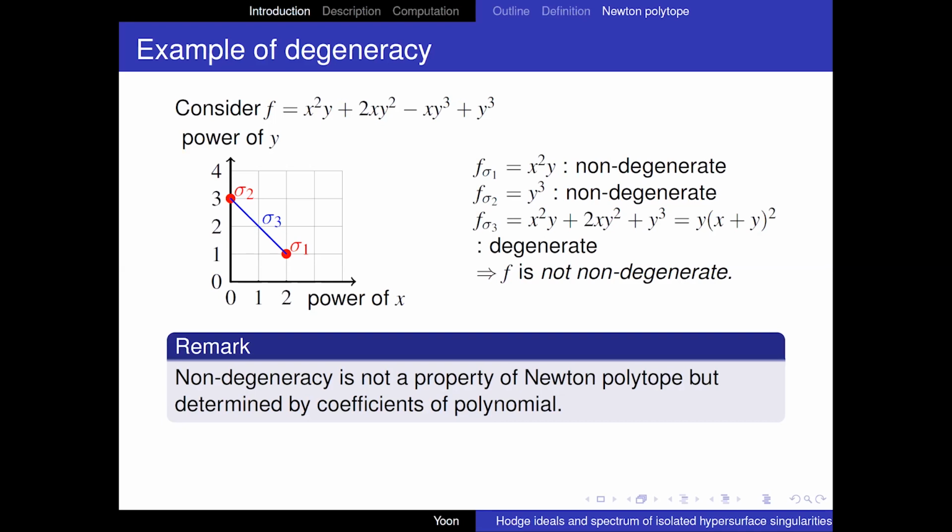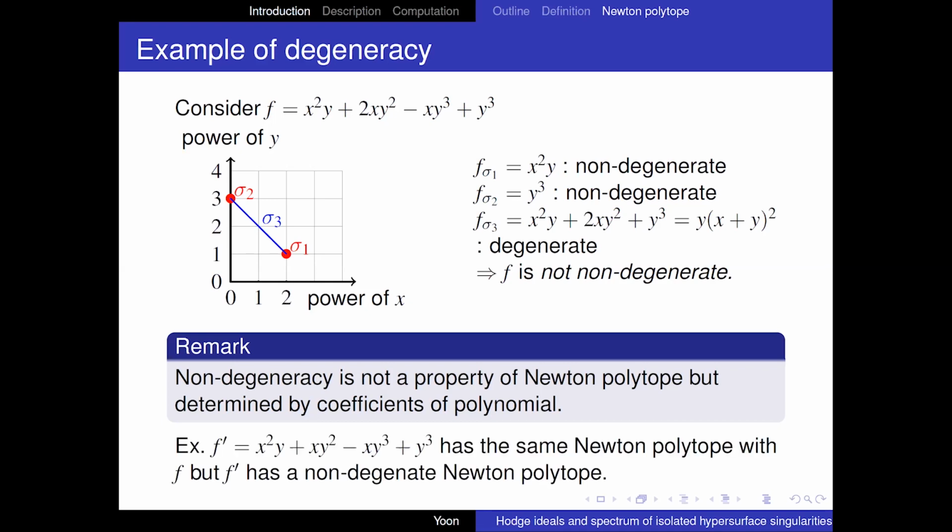The point is this: non-degeneracy is not a property of the Newton polytope itself. It's rather determined by the coefficients. So, for instance, if we change a coefficient here, instead of 2 in the previous example we change it to 1, then that has the same Newton polytope, but it is non-degenerate.